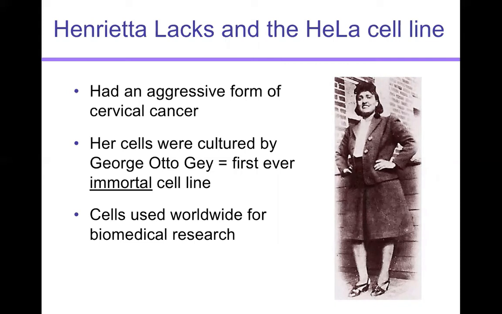So this physician, Otto Gey, realized that over time, these cells just kept dividing and dividing and dividing. And he said, this is great, right? Because now I have a line of human cells that I can use for research, and they're not as finicky as those normal cells that we were using, so we can continue to research them. And so those cells were sent worldwide for biomedical research.